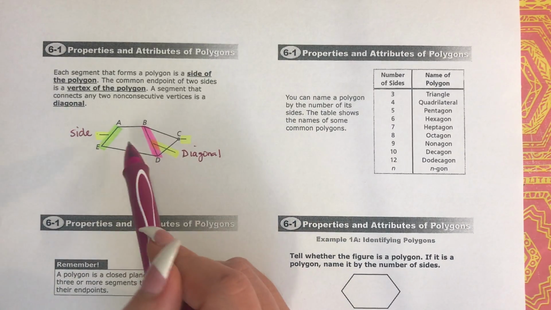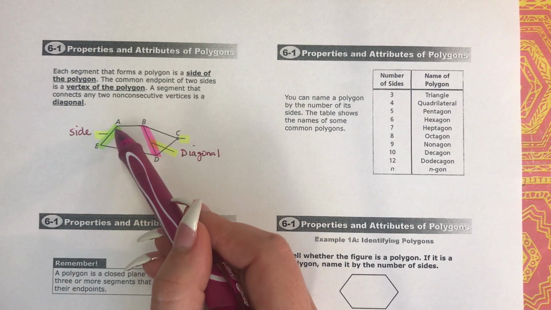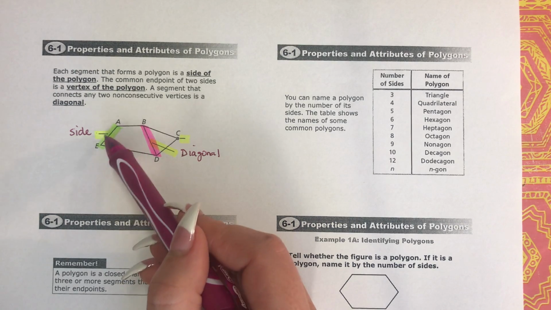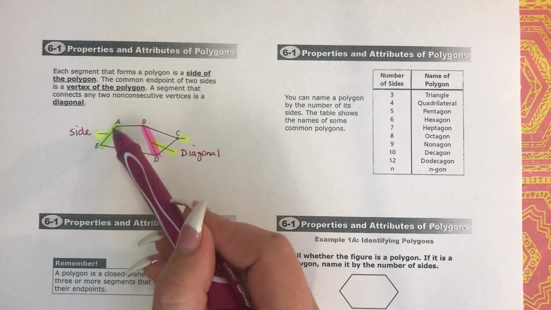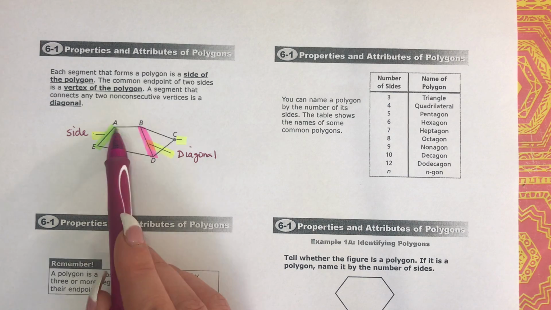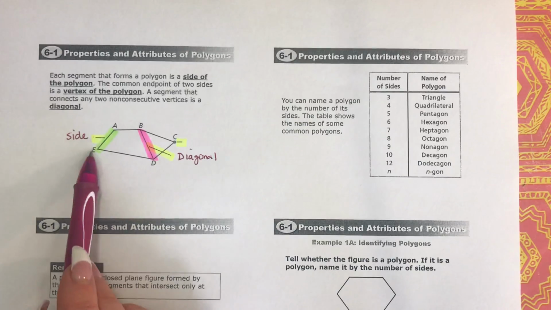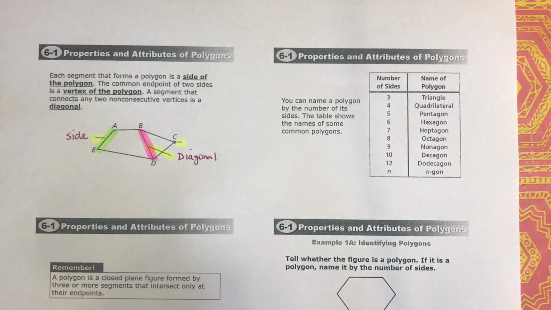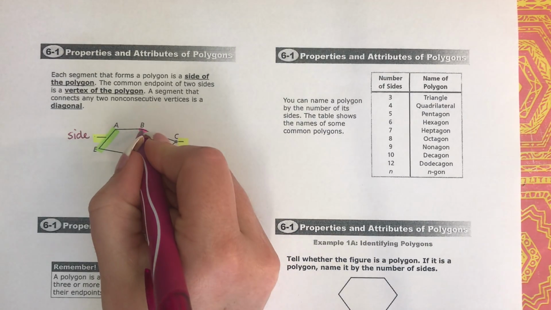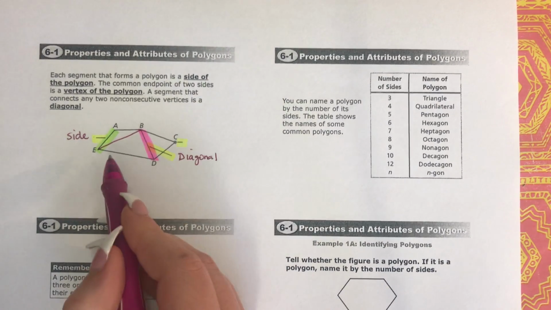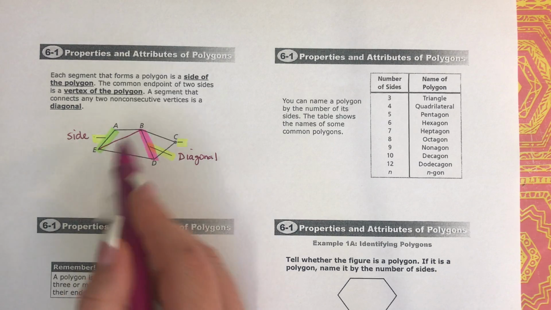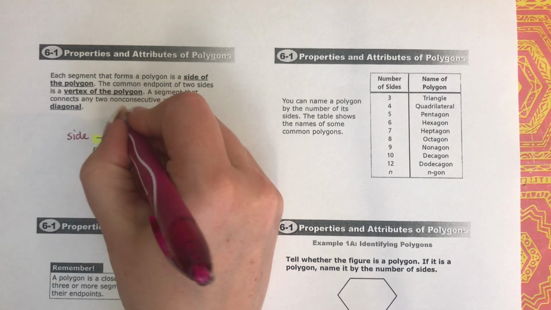And whenever you have two vertices that are consecutive, right, you're going to have a side. So A and E, those are consecutive, so that's a side. A and B, those are consecutive vertices, that's a side. E, D, those are consecutive, so that's a side. However, something like B, E, those are not consecutive, so that would be another diagonal.